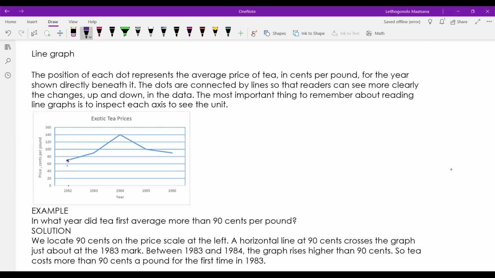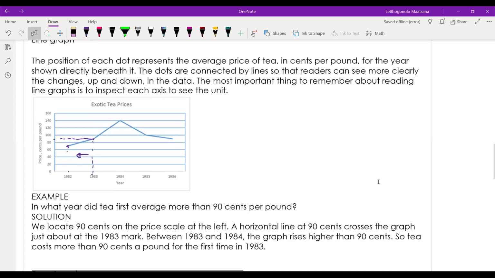So the question says, in what year did the price first average more than 90 cents per pound? So more than 90 cents, we are here, and 90, and we can clearly see in years less than 1983, we were at less than 90, and for the year that we were greater than 1983, then we had 90 cents per pound.